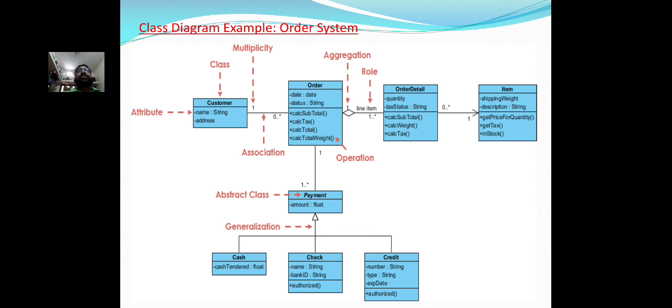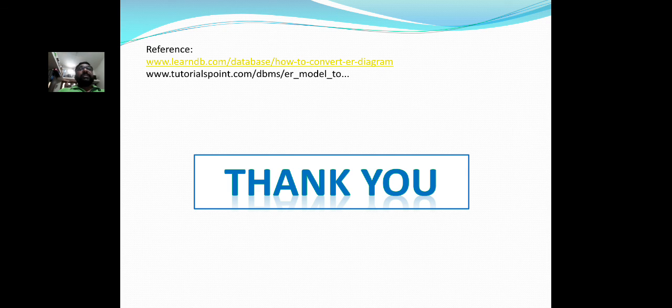Here, we show the picture of a class diagram, an example for an order system. Here, the box on top is the class, below it are the attributes, and below that, in the last part of the box, are the operations. This diagram uses generalization, aggregation, class association and abstract class. This is only the order system example, for reference. Thank you.